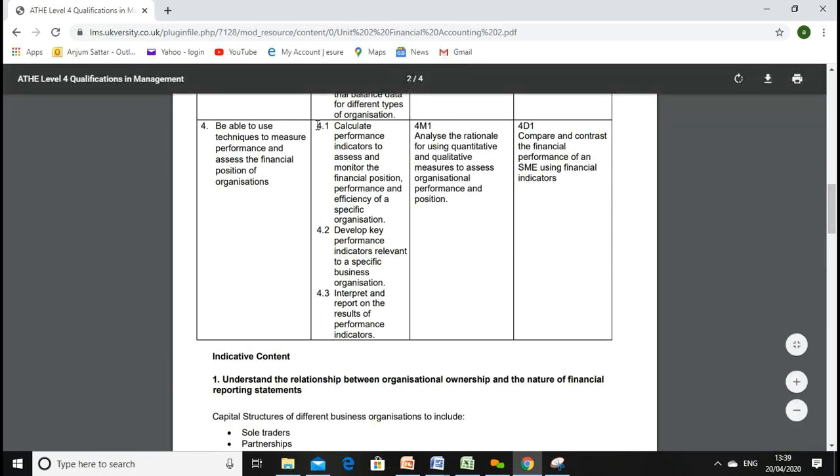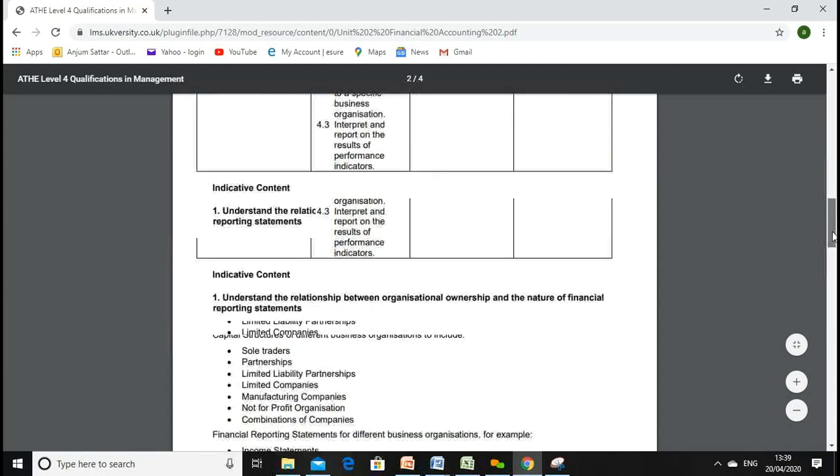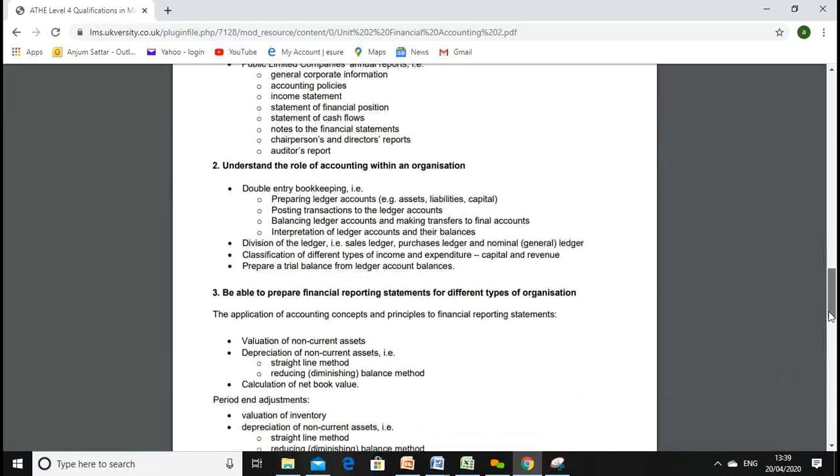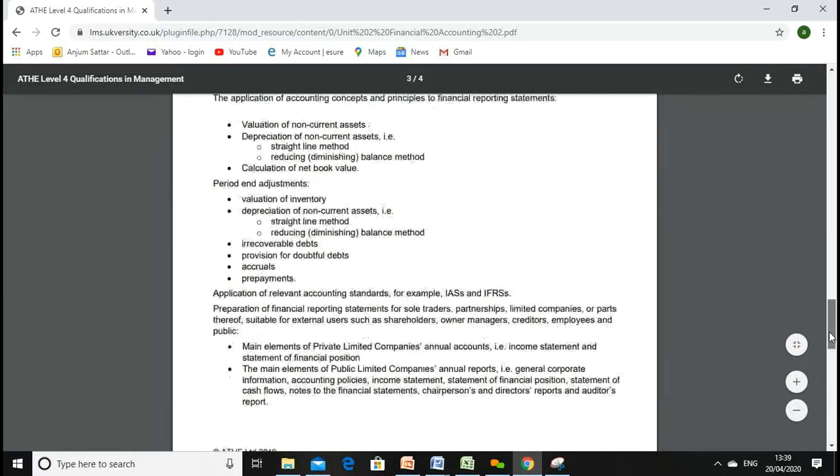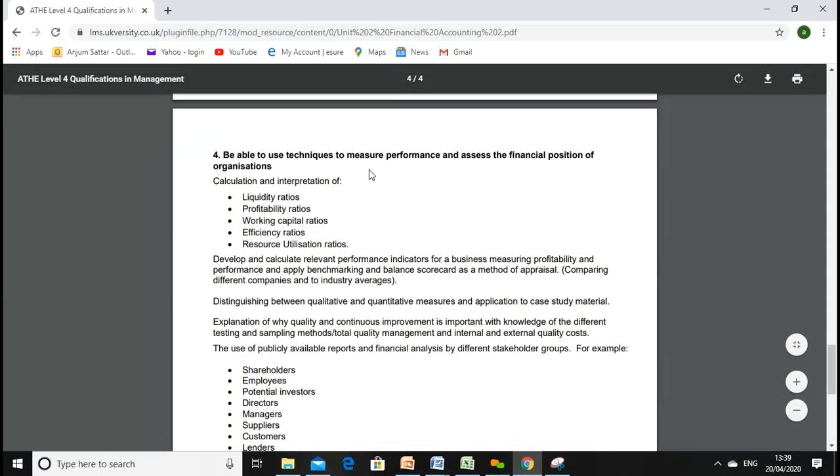So today's lesson is lesson 4. In this lesson, we'll go through LO4. We have 4 assessment criteria. We'll calculate the performance indicators. We develop key performance indicators for a specific business. We interpret the results. We'll analyze the ratios, and the qualitative and quantitative factors, and we compare different organizations and indicators. Those will help us decide either to invest or not. This is all our LO4 indicative content.